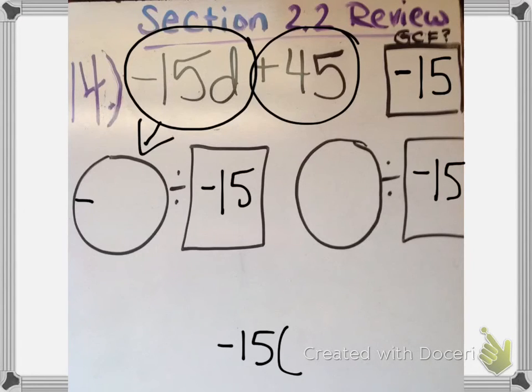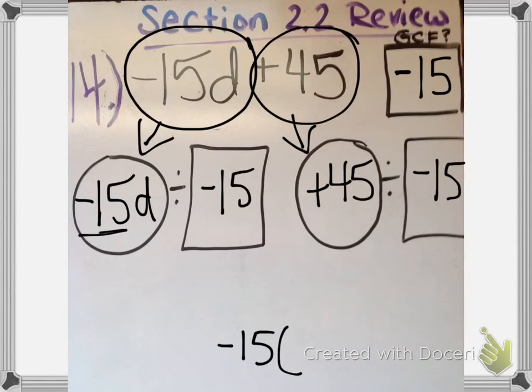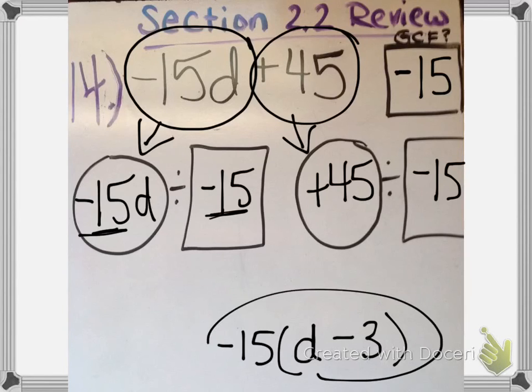Then we bring down our terms, negative 15d and a positive 45. Negative 15 divided by negative 15 is going to cancel out, and that's going to leave just d. A negative divided by negative is a positive. Then a positive 45 divided by a negative 15 is going to be a negative 3. Our answer is negative 15 times the quantity of d minus 3.